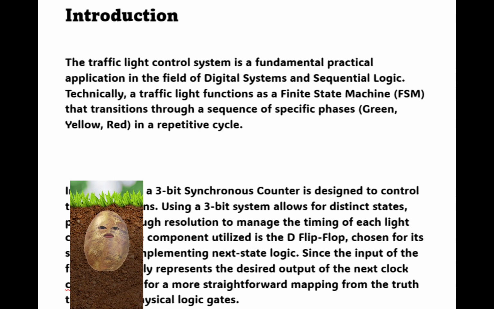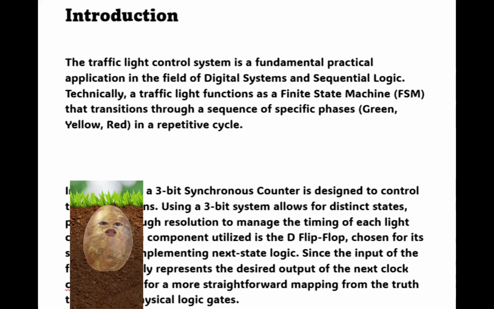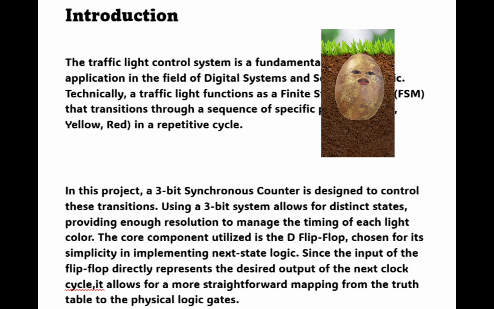Traffic light control system is a fundamental practical application in the field of digital system and sequential logic. Technically, a traffic light functions as a finite state machine (FSM) that transitions through a sequence of specific phases, green, yellow, red, in a repetitive cycle. In this project, a 3-bit synchronized counter is designed to control this transition. Using a 3-bit system allows for distinct states, providing enough resolution to manage the timing of each light color.